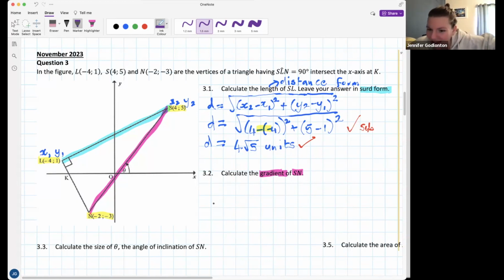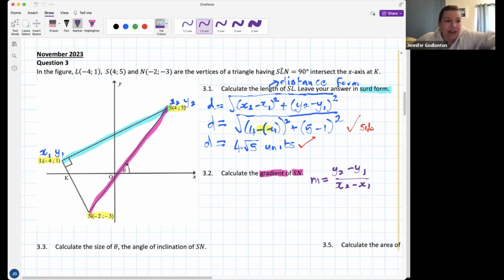Ooh, okay. Beautiful. Absolutely beautiful. So we have the change of y over the change of x. Love it. Absolutely. Okay. So if we're looking for our gradient, we use the m for gradient. It would be the change of y. So y2 minus y1 over x2 minus x1. Okay, cool.